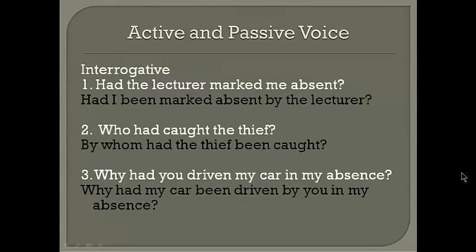In interrogative sentences in this tense, we might have "had," or we might have question words like who, why, etc. Had the lecturer marked me absent? Had I been marked absent by the lecturer? As I have told in the earlier slide, if the students face any problem converting interrogative sentences into passive form, they can think of the affirmative sentence, no problem.